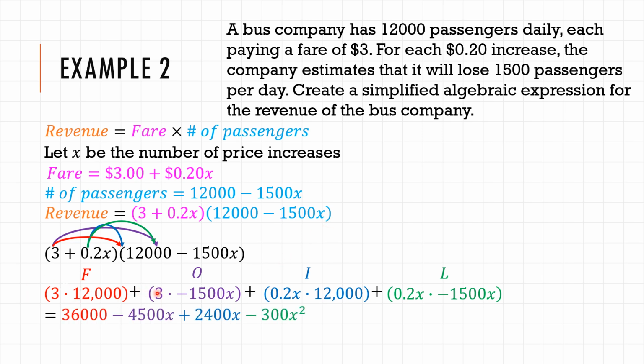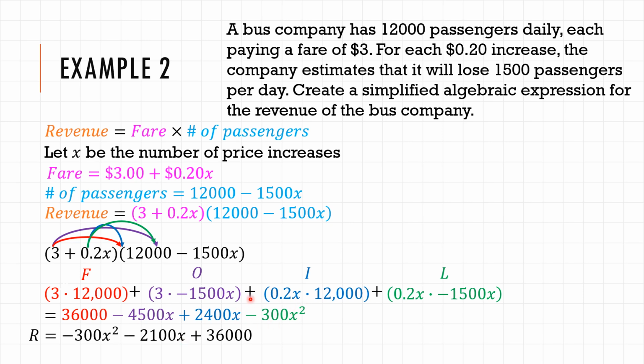36,000 minus 45,000, because we're adding a negative. This will end up being a negative number. Plus 2,400x minus 300x squared. X times x would have gotten us x squared. Now notice that these two terms in the middle both have an x. Those are like terms. This is just a number, and this is x squared, so they're not like each other. But these two I can add. Negative 4,500 plus 2,400 would give me negative 2,100.